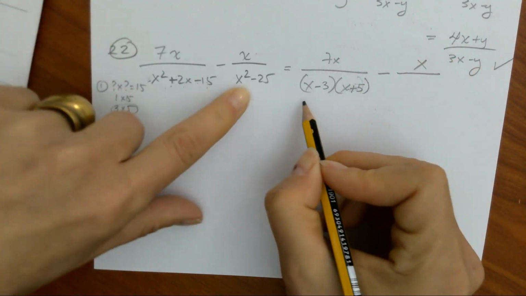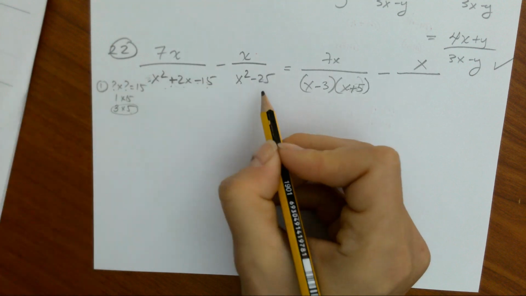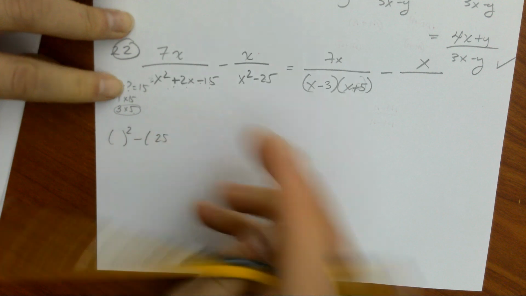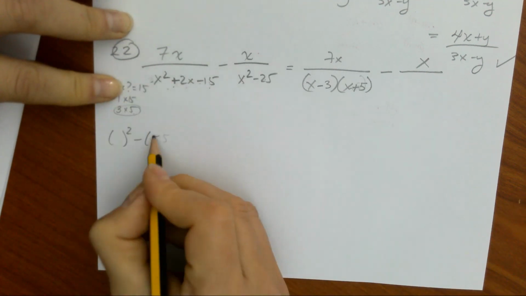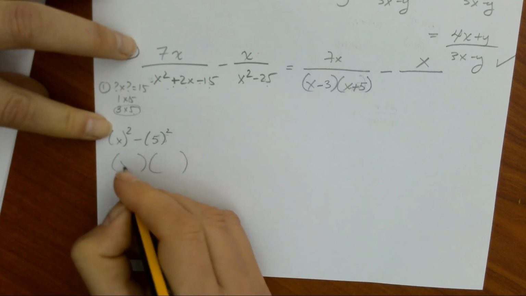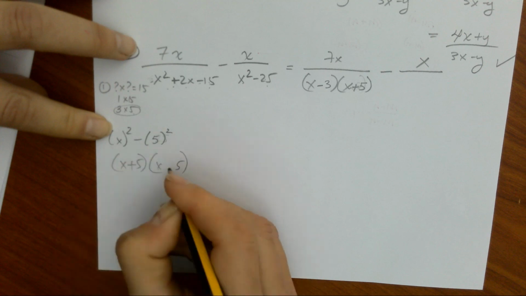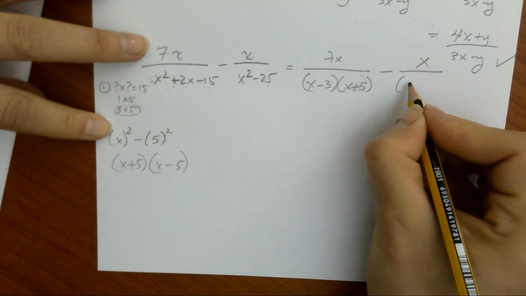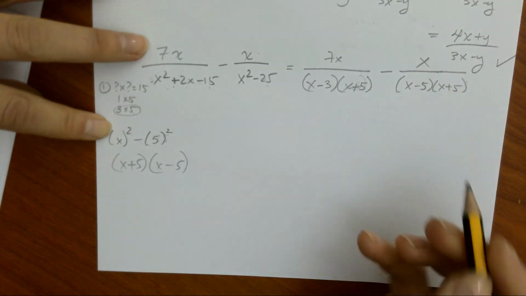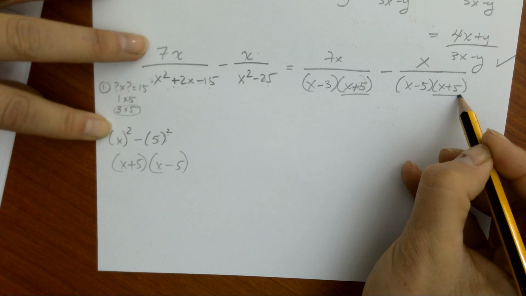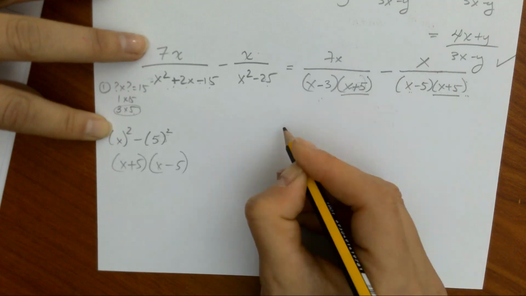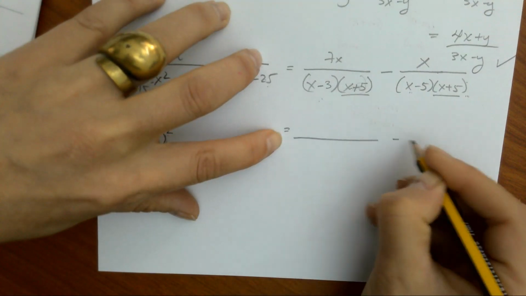Okay, so now there's 2 terms. So I need to write it like, oops, not 25. Okay. And then it says, just copy them out and do opposites like that. So I'm just going to write x minus 5, x plus 5. So now they both have x plus 5. But this one doesn't have an x minus 3, and this one doesn't have an x minus 5. So we're going to put all 3 of them.